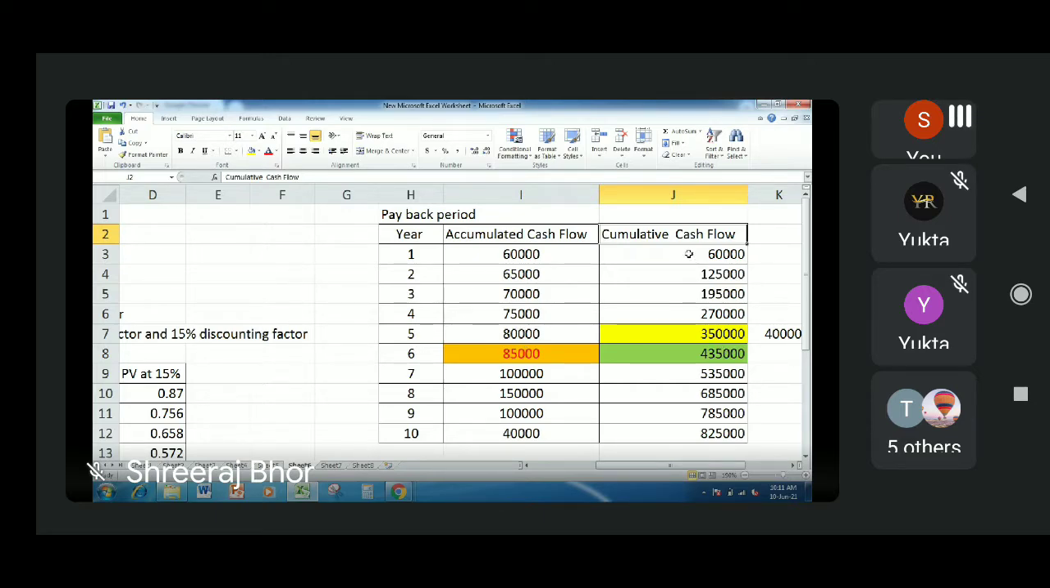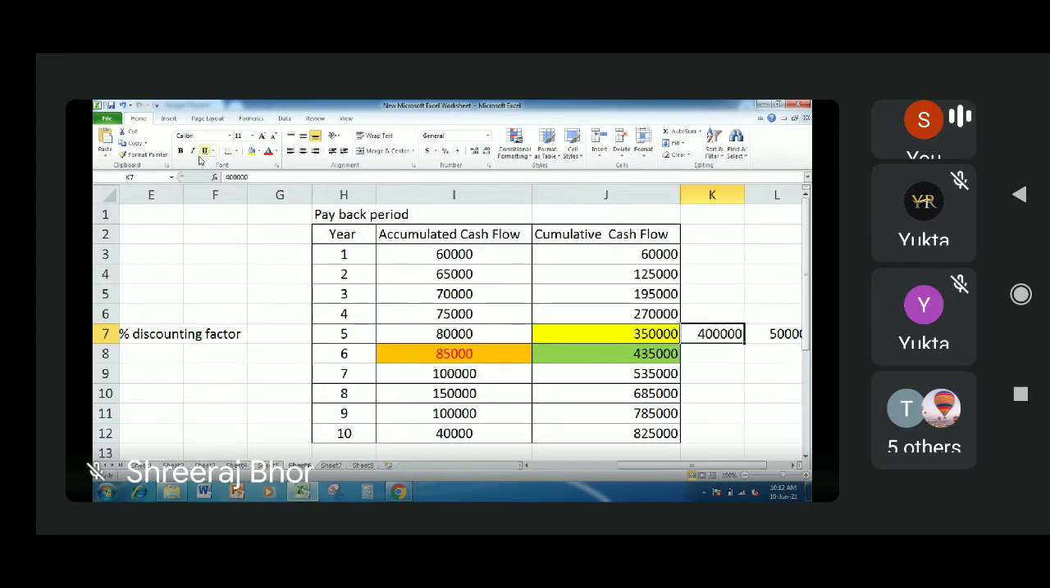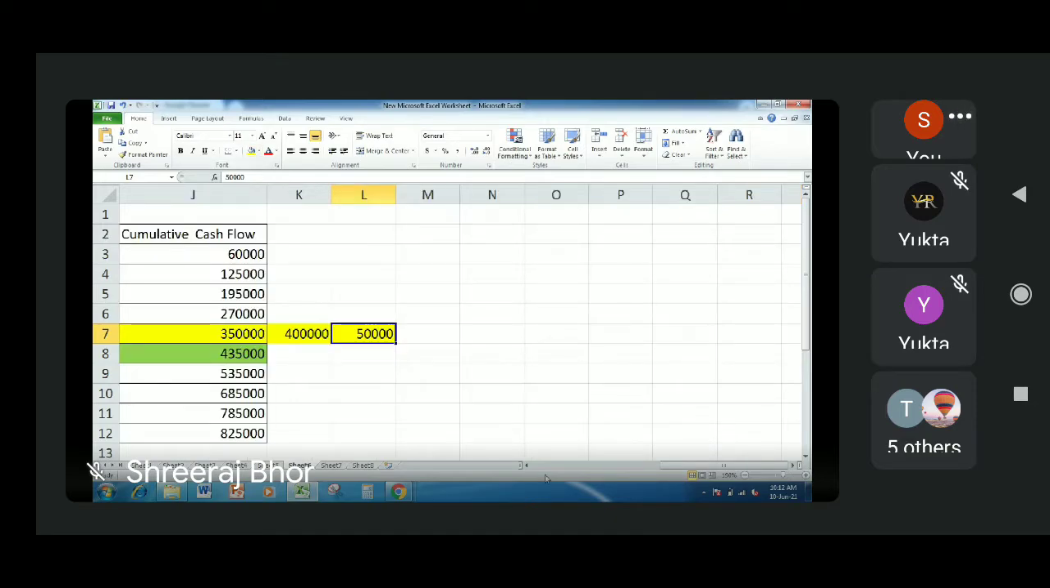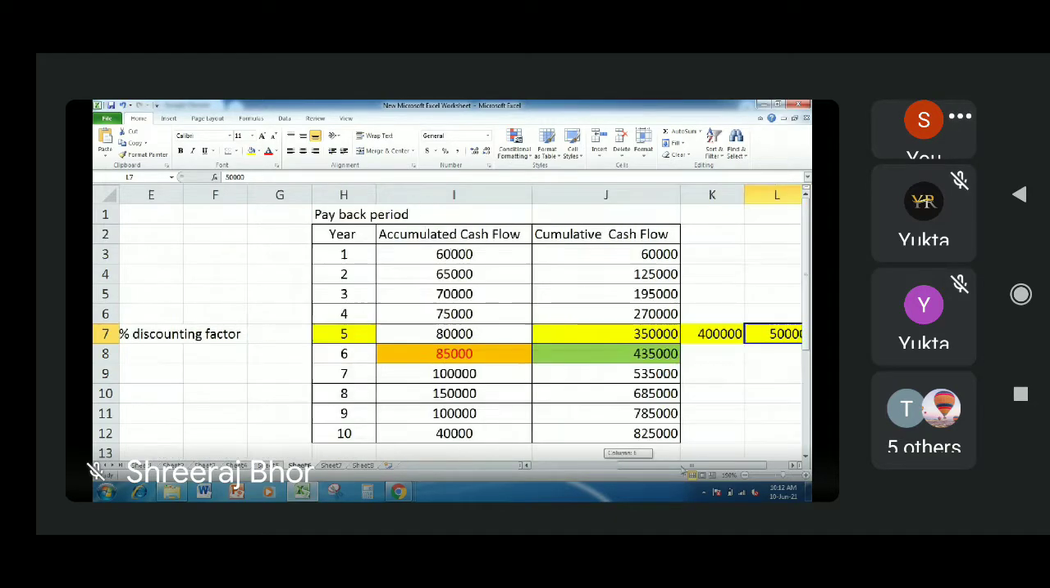What we are supposed to calculate is that we have invested 4 lakh rupees in this project, so we must recover that amount from this project. Our investment is 4 lakh, and up to the fifth year we are getting 3,50,000 back. The difference between 3,50,000 and 4 lakh is 50,000. So we will get the remaining 50,000 in the sixth year.